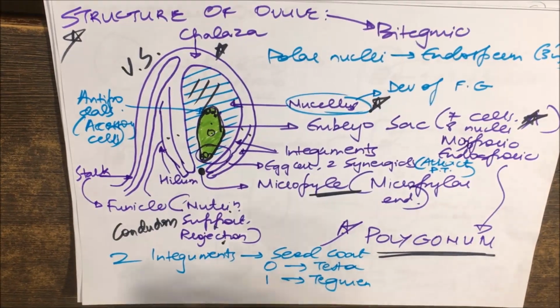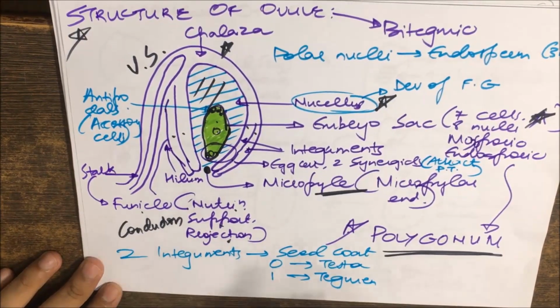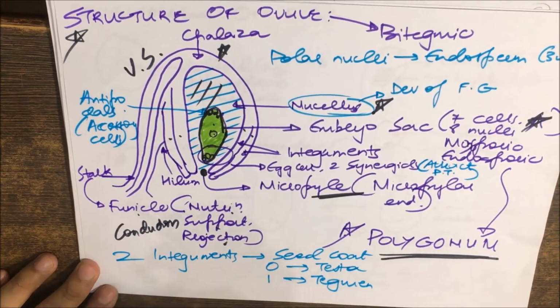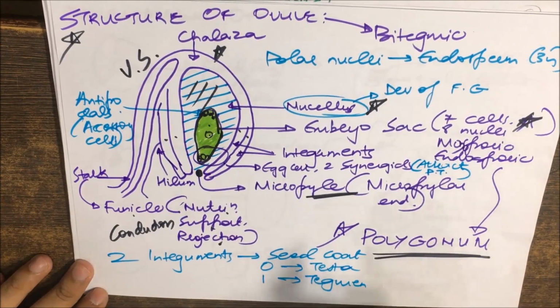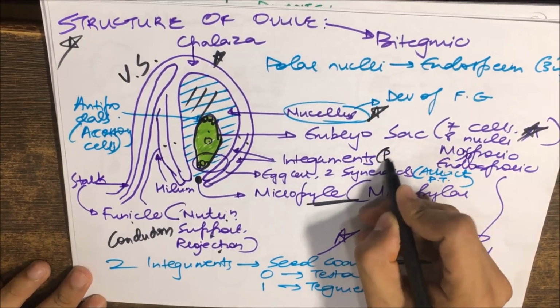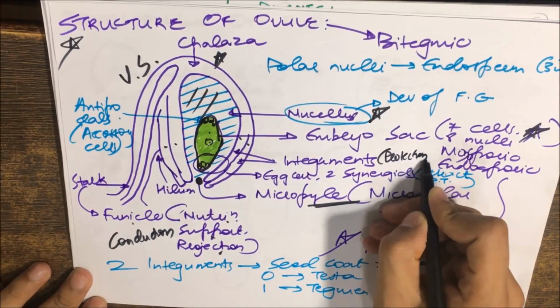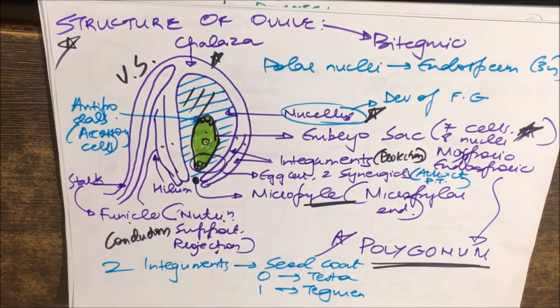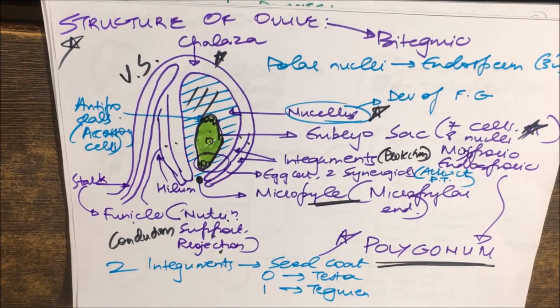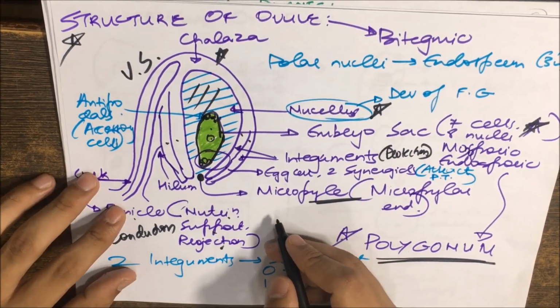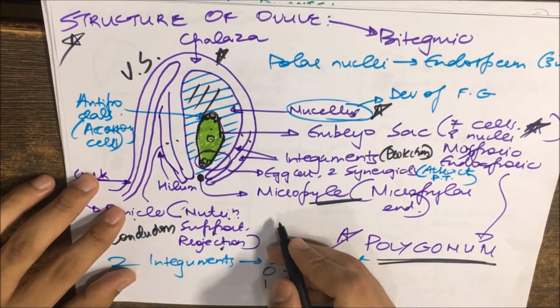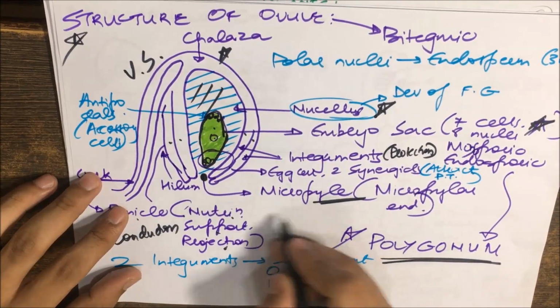So we will now be talking shortly about the functions. The funicle is known to perform functions in nutrition, support, protection and conduction. The integuments are known to perform functions of protection. The micropyle forms the passage for the entry of the pollen tube during fertilization, and also for seed germination it allows the entry of water and the radicle coming out of it.